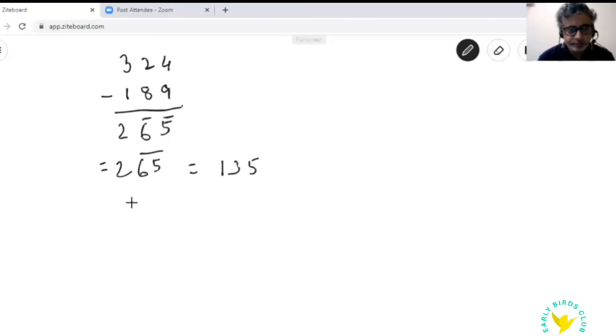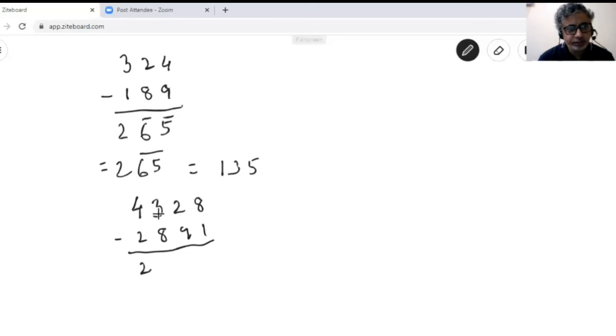Let's take another example. 4328 minus 2891. Let's subtract this now using the Vinculum method. 4 minus 2 is 2. 3 minus 8 is 5 bar, which is nothing but minus 5. 2 minus 9 is minus 7, which is 7 bar. 8 minus 1 is 7. So this number is in the Vinculum form. Let's try to devinculize this number.